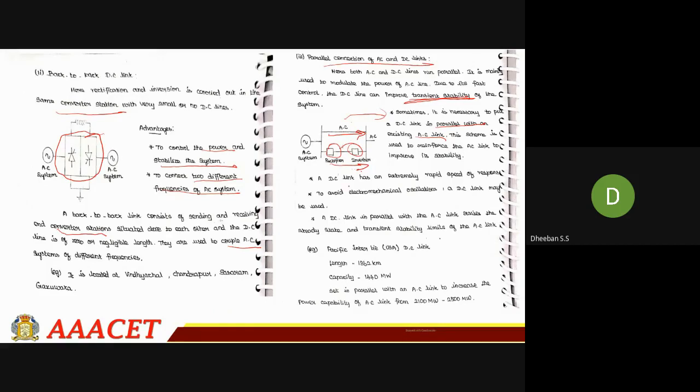A DC link has an extremely rapid speed of response. To avoid electromechanical oscillations, a DC link may be used. So a DC link in parallel with the AC raises the steady state stability and transient stability limits. So this is the example.